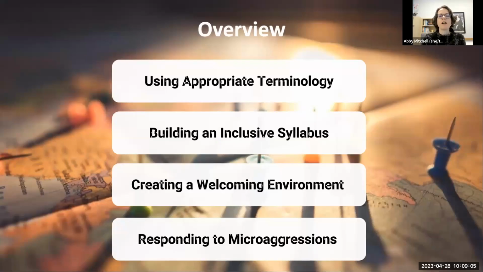What we're going to talk about today is just 4 tips, best practices for ways to help support trans and non-binary students. We'll start with appropriate terminology, then building an inclusive syllabus, creating a welcoming environment, and responding to microaggressions.